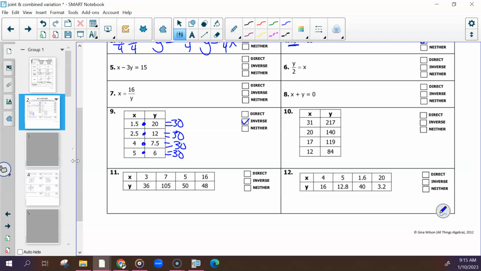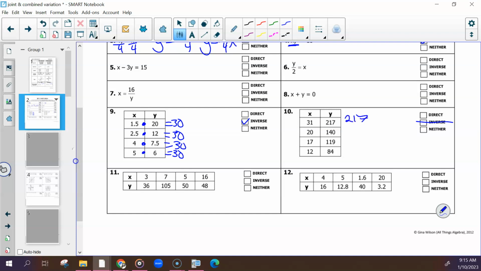Okay. 10. I feel like multiplication wouldn't work, but let's just try it to see. 31 times 217. What is it? 6,727. Okay. 20 times 140. 2,800. Okay, so not multiplication. The inverse is out. So now let's try direct. Try dividing and see if they are all the same.